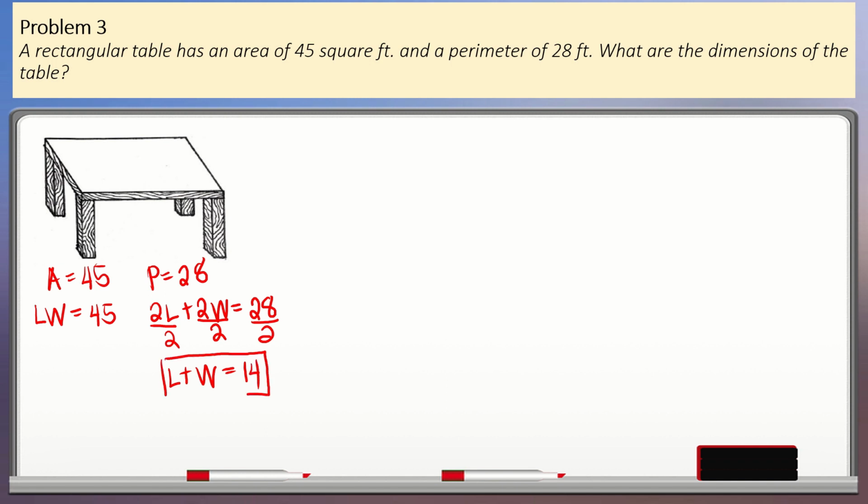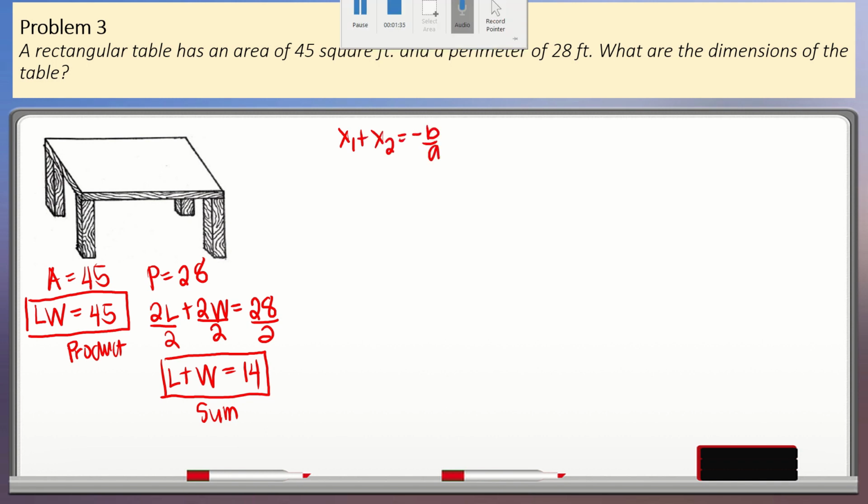Then let's examine. Notice that to find the area, we use the formula length times width, so we apply product. And to find the perimeter, when we simplify it, we get length plus width is equal to 14. So we use sum. Meaning to say, we can apply here the concept of sum and product. Again, that is simply x sub 1 plus x sub 2 is equal to negative b all over a. Also, we have x sub 1 times x sub 2 is equal to c all over a for the product.